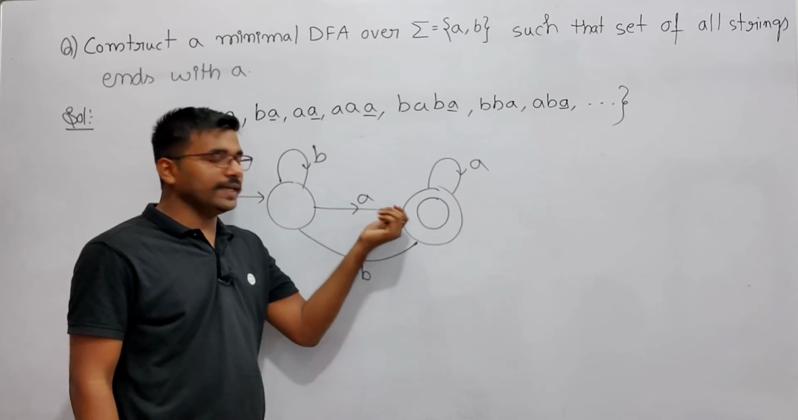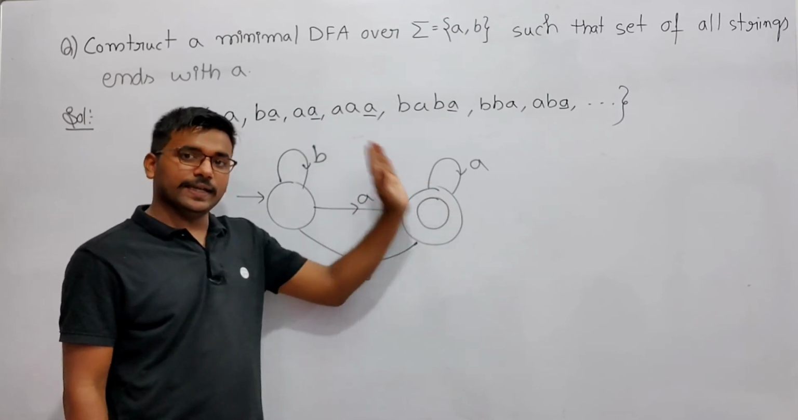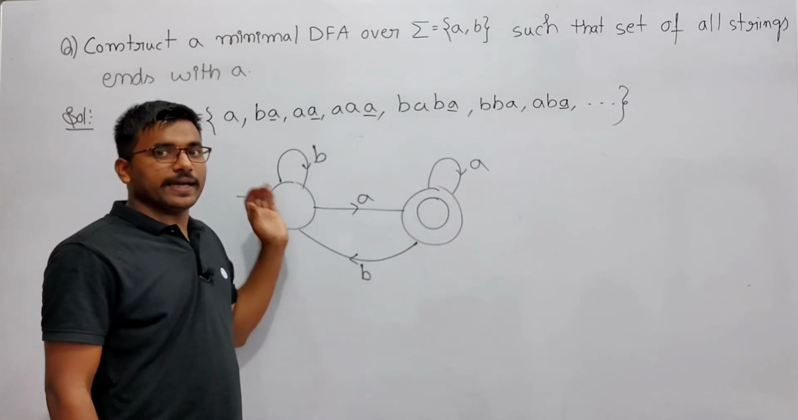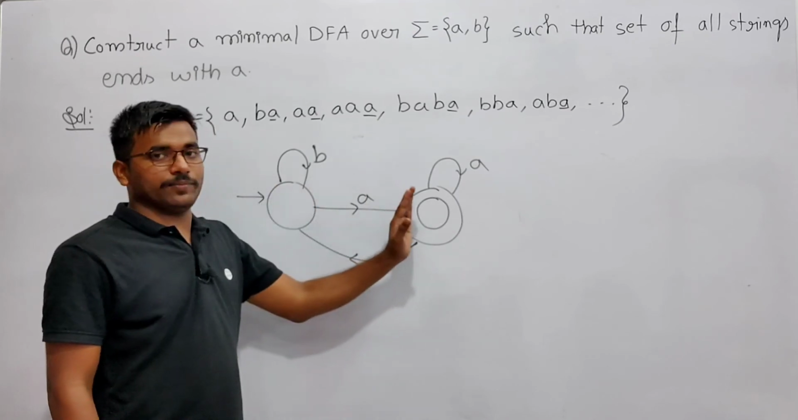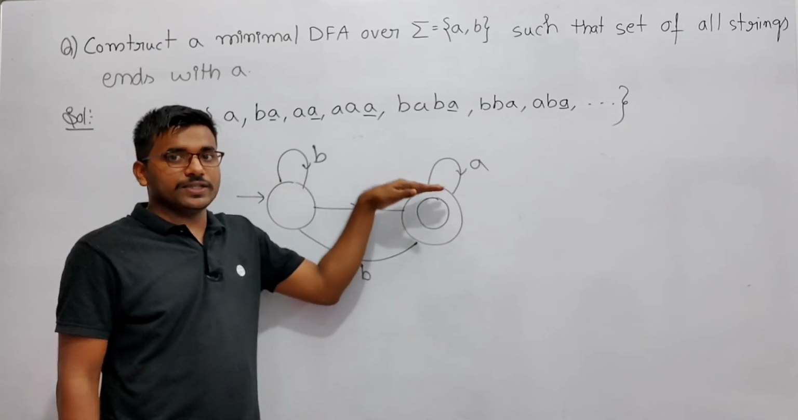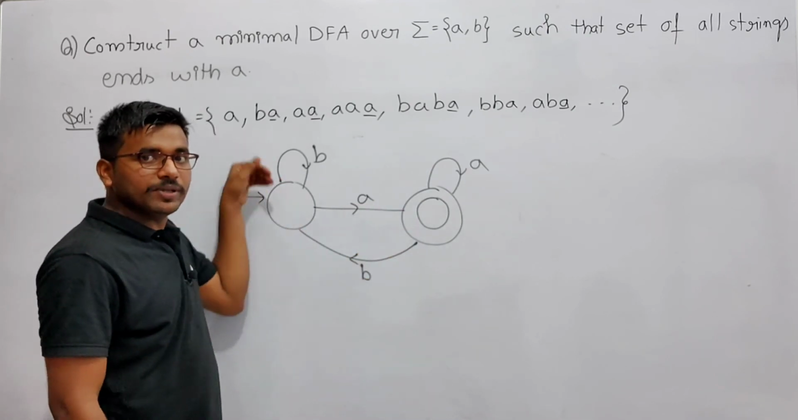If by getting a the string finishes, accepted. Yes, this is the last. If you are getting a, accepted. But after that, if you are again getting b, it goes again to the initial state, and again you wait. If you get a, accepted, because now it ends with a. If getting b, remain there. Again b, remain there.